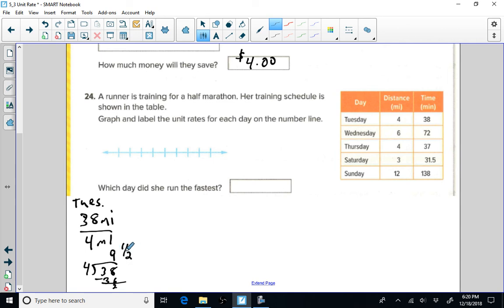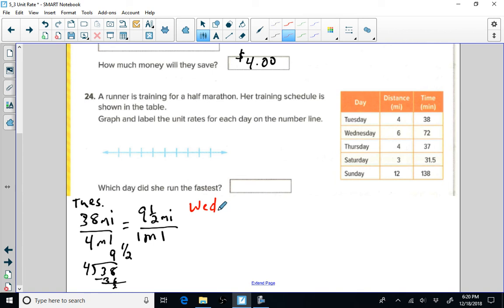So Tuesday would be 9.5, and that's 9.5 minutes for every mile. If I'm making an equivalent ratio, that would be 9 and 1/2 minutes for every 1 mile. That would be our unit rate with a denominator of 1. That's Tuesday.